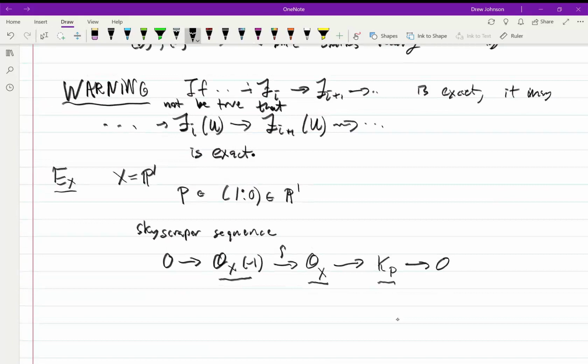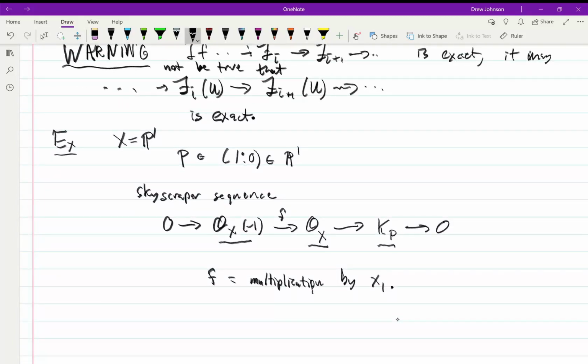Let's have this map f just going to be multiplication by x1. Okay, and so remember when we talked about the twisting sheaves, we said that there were maps: if you multiply by a fixed polynomial, then you get a map from one twisting sheaf to the other with the twist increased by the degree of the polynomial. So look back at that if you don't remember that. And we're going to check that this is exact. So let's check this is exact.